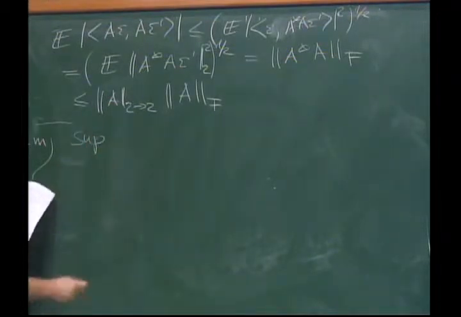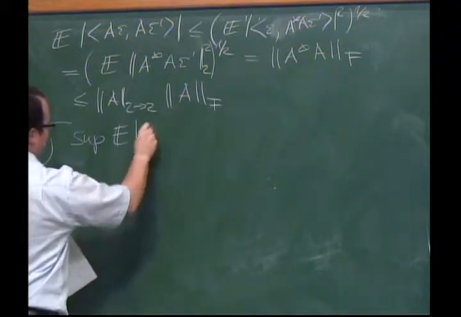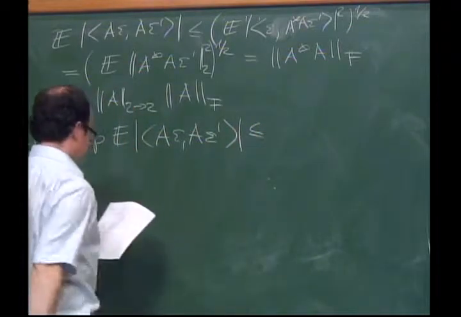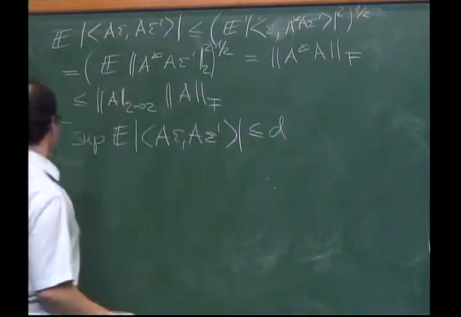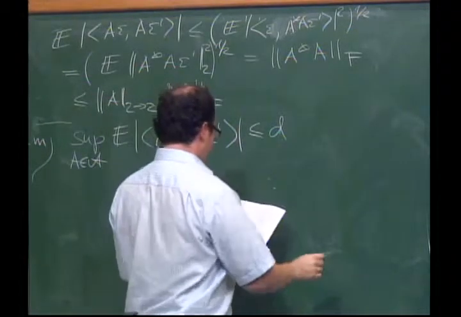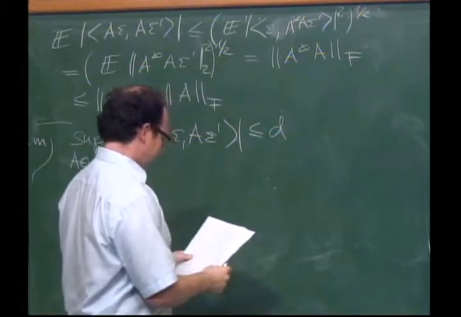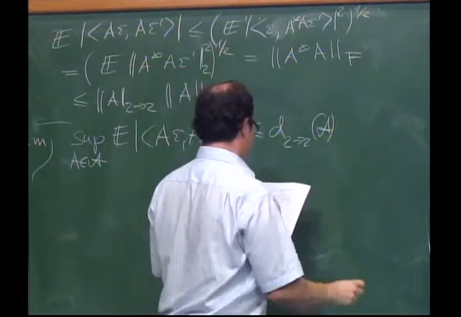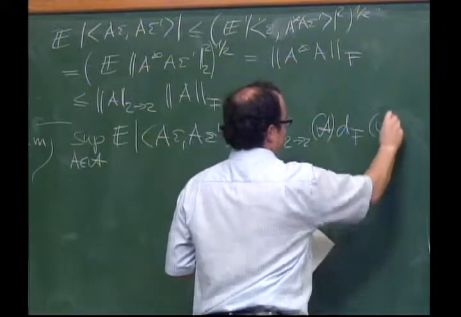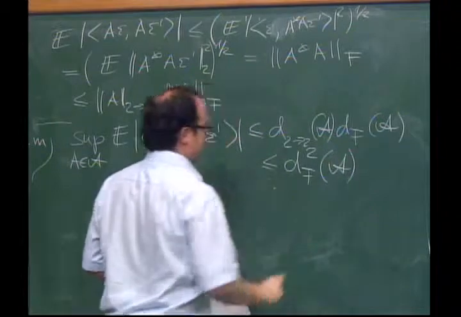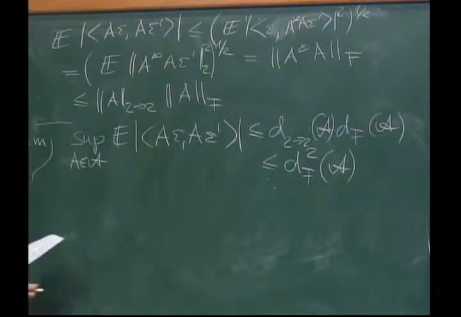So the supremum is bounded. Well, okay, now we need to take the sup over all A's. So we actually need both bounds. And that's also less than df square.